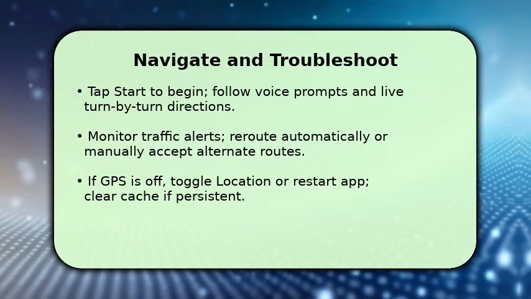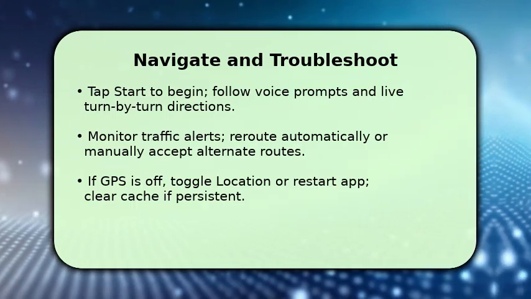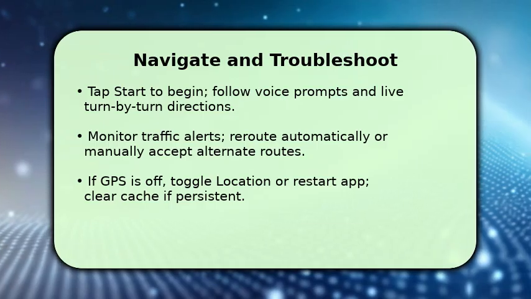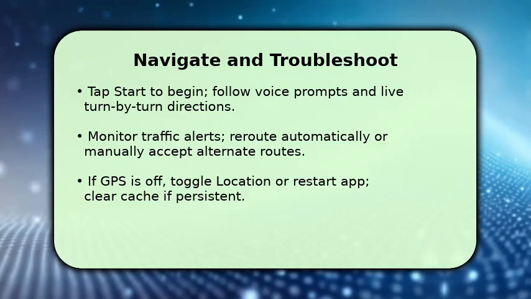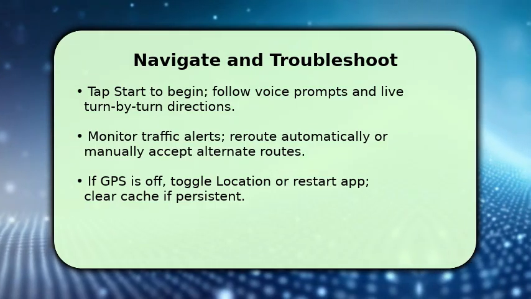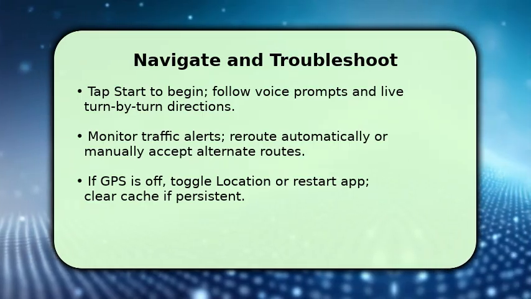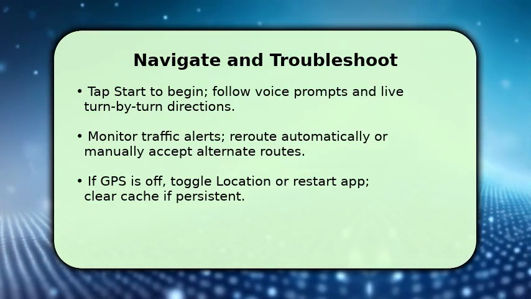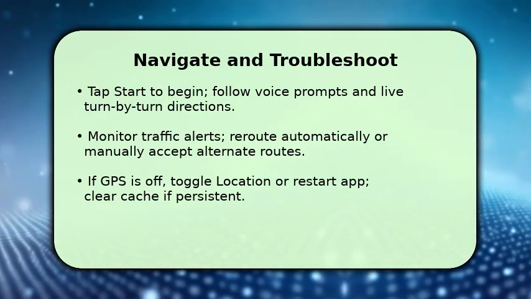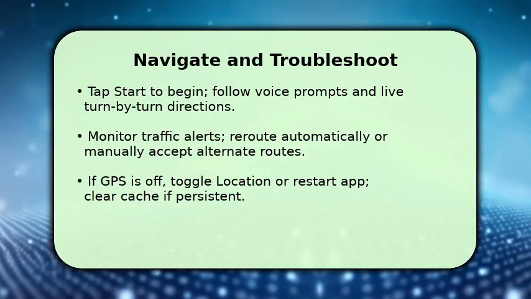As you travel, Google Maps updates traffic in real time and will offer reroutes. Accept them automatically or review before switching so you control the choice. If guidance becomes inaccurate, first toggle location off and on or restart the app. If the problem persists, clear app cache or check for app updates.